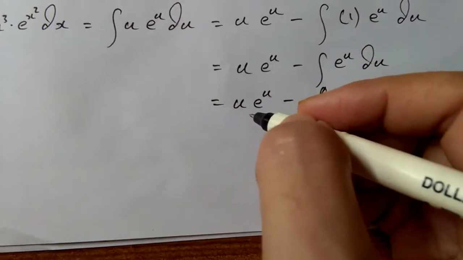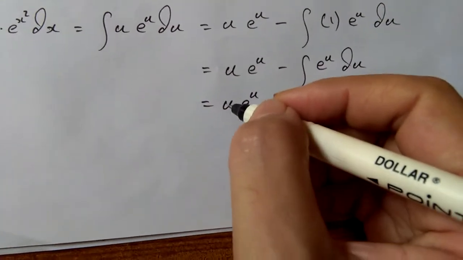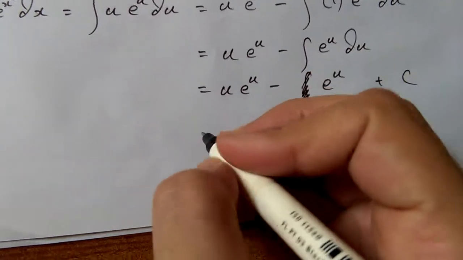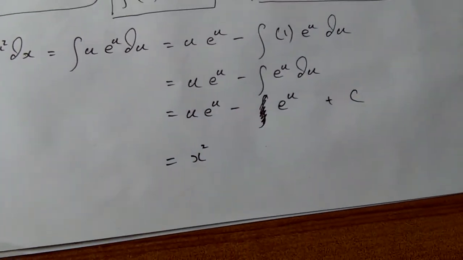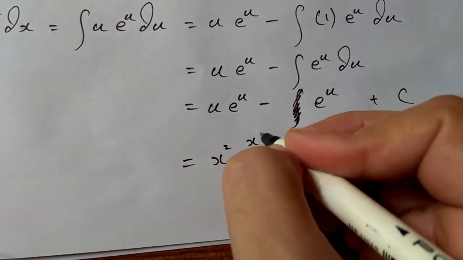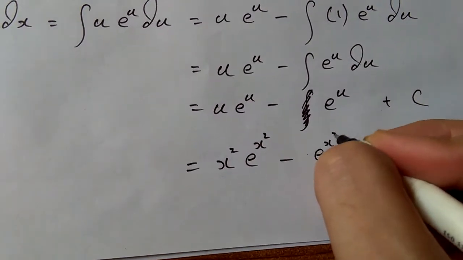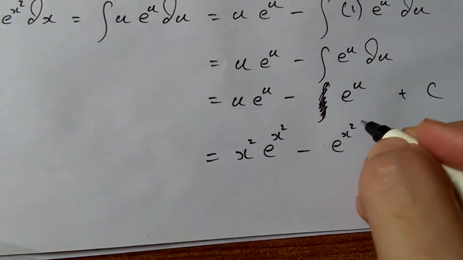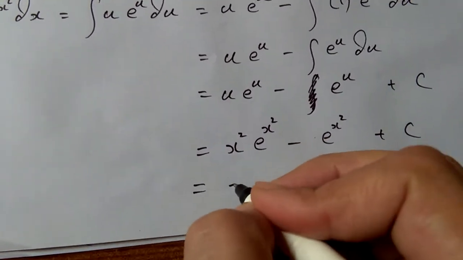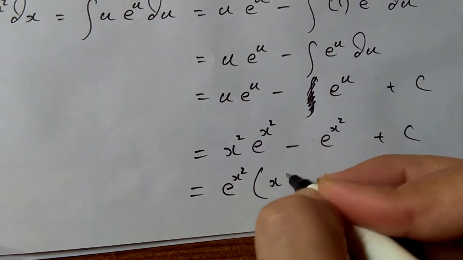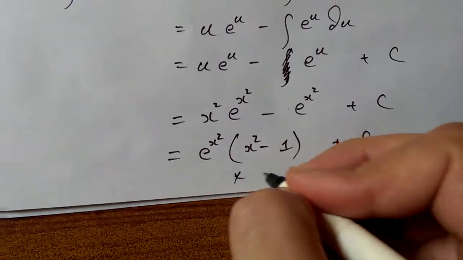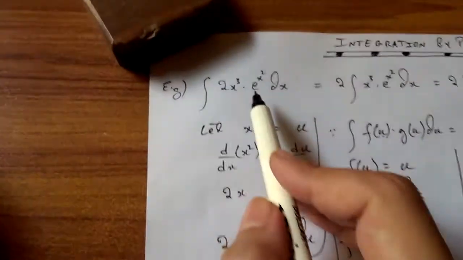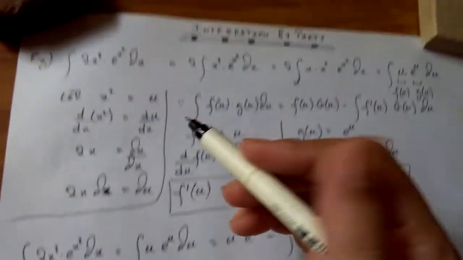Okay, now you're going to restore the original variable. You know that you just assumed that your x squared was your u, so just restore the original variable. So there you go. You can take out e power x squared, and these two terms are common outside. Plus some constant. So this is the answer of this. The integral of this integrand comes out to be this. Okay, by performing the by parts.